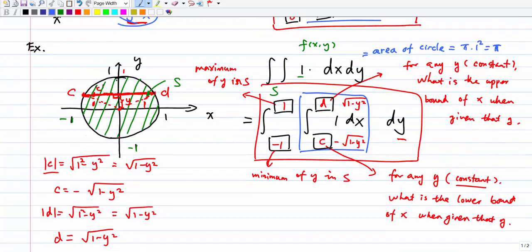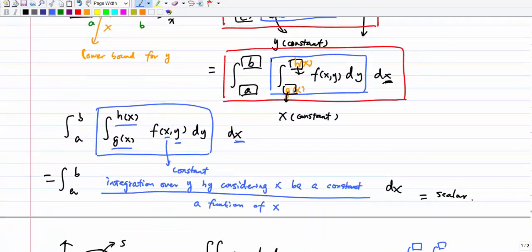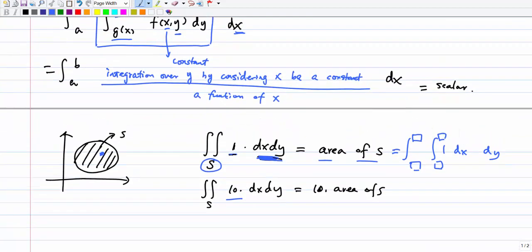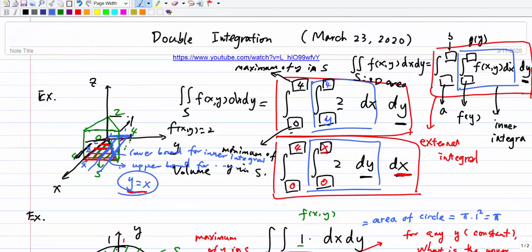If you had to compute this, this is how we would compute it, using the definition of double integration. However, the physical meaning says the area of the circle is just given by pi, because this double integration means the area of the circle. So this is all I have for the lectures for March the 23rd.